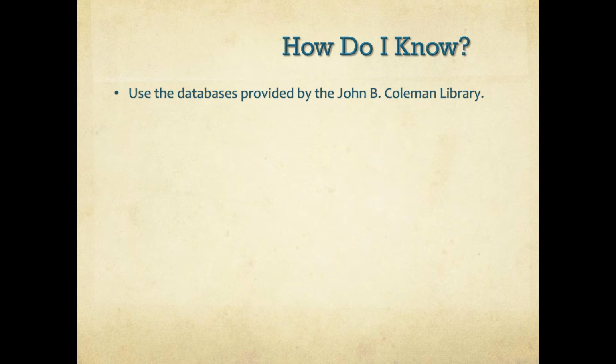So one of the best pieces of advice that I can give you is to use the databases that are provided by the John B. Coleman Library. So I'm going to give you the rundown on several important databases that you can use to find academic sources for topics related to language and literature. And if you use those databases, it's very easy to tell what is an academic source and what is not. In some cases, the database only gives you academic sources. So I always recommend that.